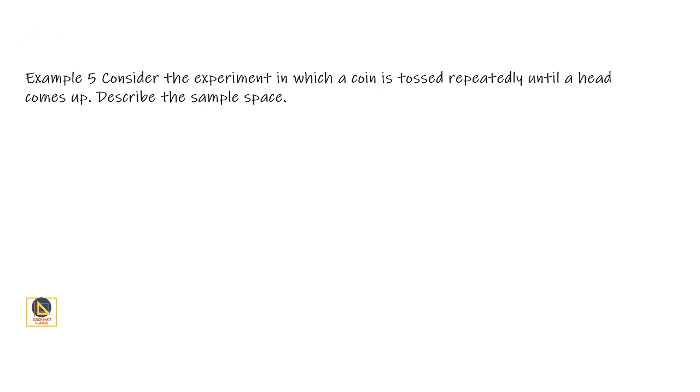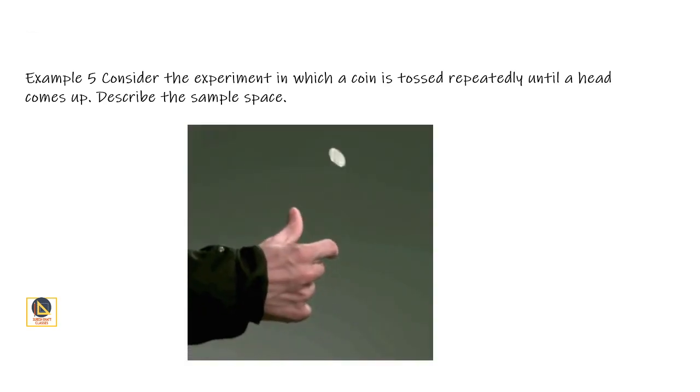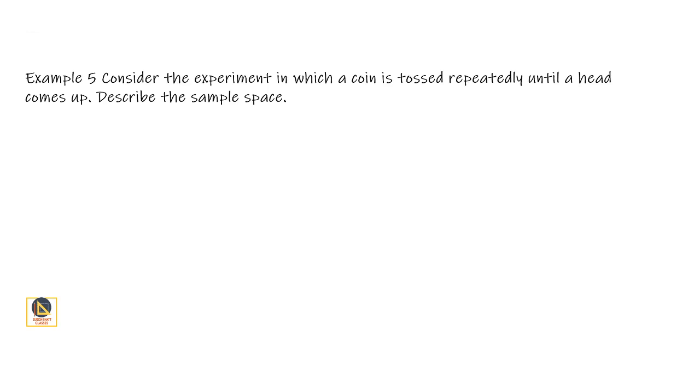We go to the fifth example. Consider the experiment in which a coin is tossed repeatedly until a head comes up. Describe the sample space. So we go on tossing the coin until the head comes up.